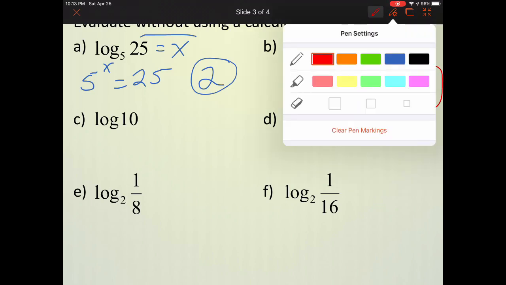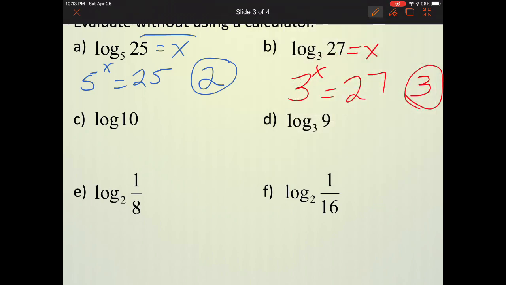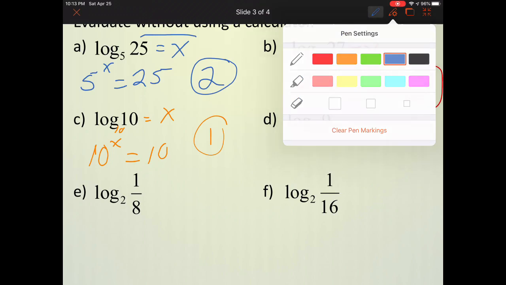Moving on to this one here. Remember that this is a log with a base 10 there that you don't see. So that's 10 to the x equals 10, so 10 to the what? Well, that one's really easy. Since they have the same base, the exponent has to be 1. 10 to the 1 is 10. All right, let's go here.